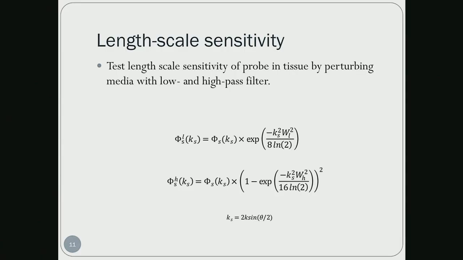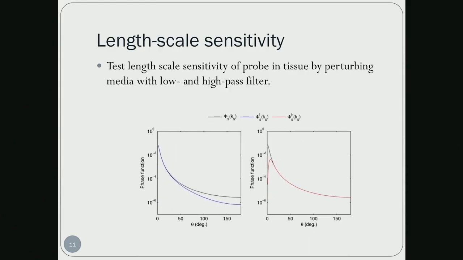The high-pass filter removes all structures 500 nanometers and greater. So like I said, I can feed that into Monte Carlo and see if the probe can actually sense that. So this is the result. This is just an example of what this looks like in a phase function.